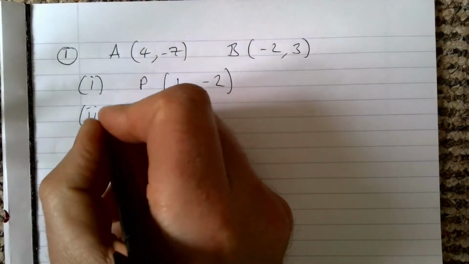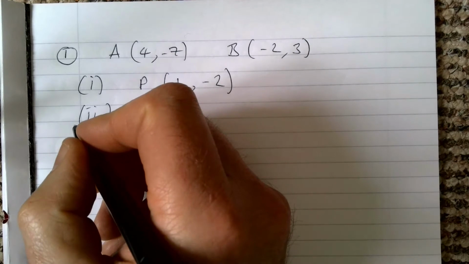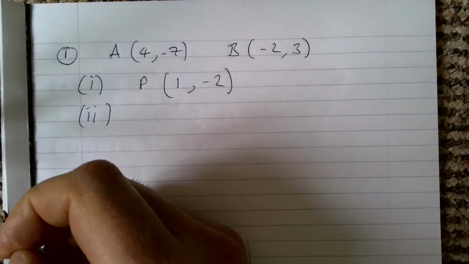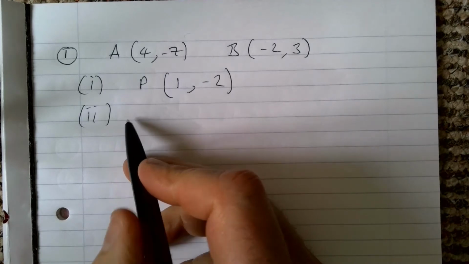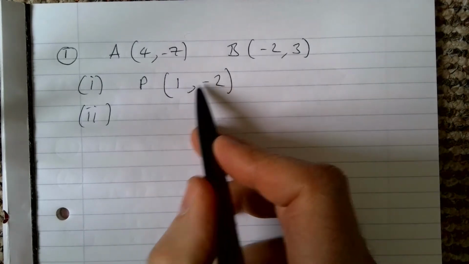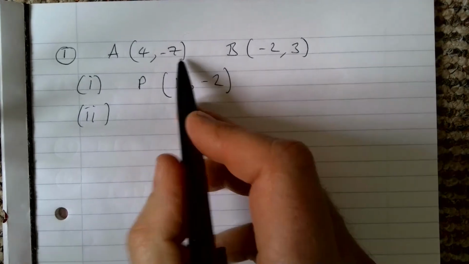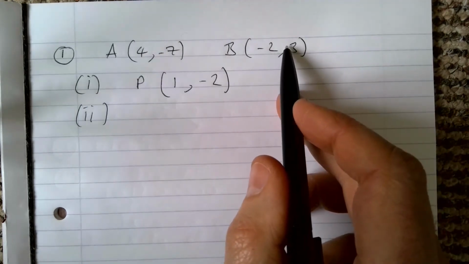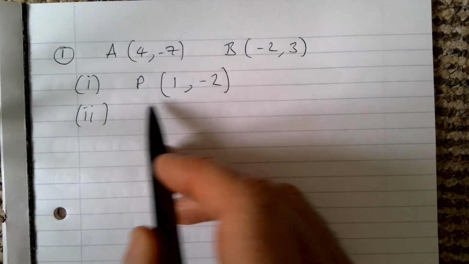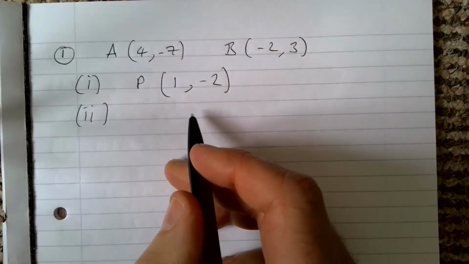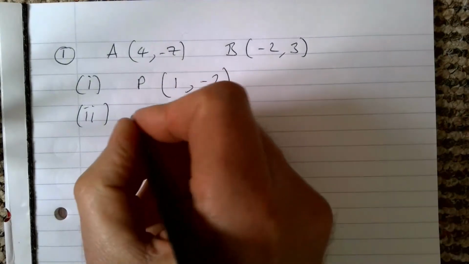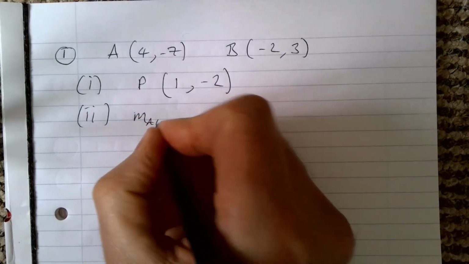Part 2 then says find the equation of a line through P which is perpendicular to AB. So to find the equation of a line, we always need a point on the line and we need the gradient of a line. If we find the gradient of the line between A and B, then find the negative reciprocal, that'll be the gradient of the other line, and we can sub it in and find the equation of the line that we need. So let's find the gradient of the line AB.